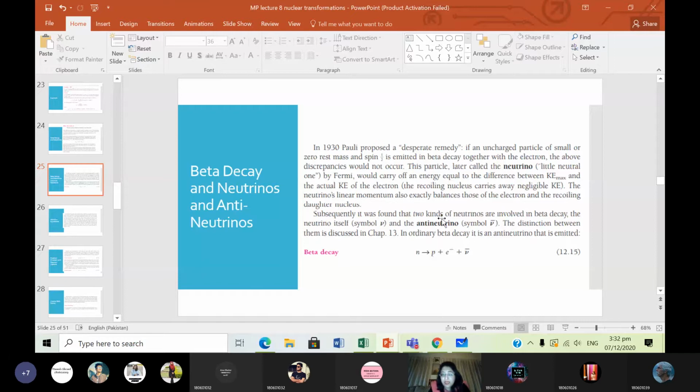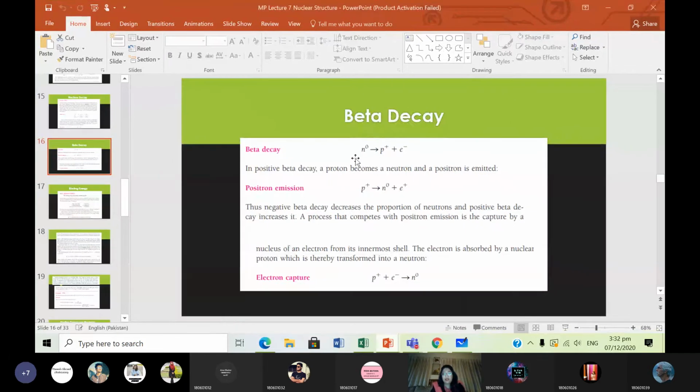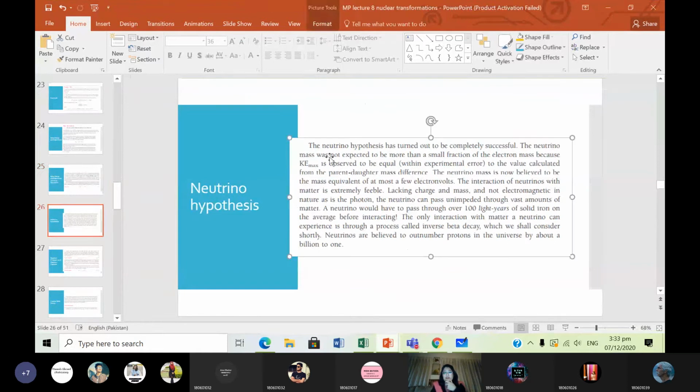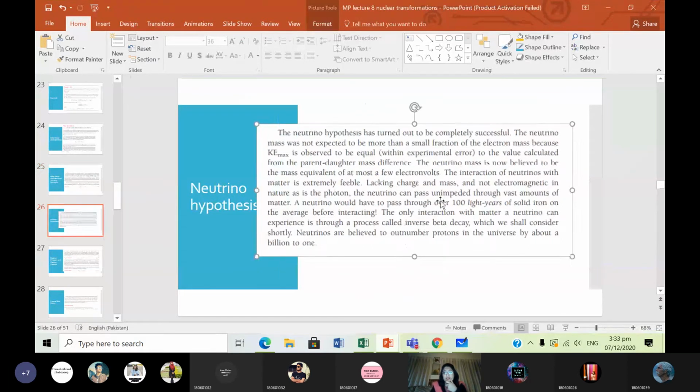Okay? So then there are two kinds of neutrinos involved in beta decay. The neutrino, which is symbol nu, and the antineutrino, which is symbol nu with a bar on top of that. Okay? So distinguish this. In beta decay, it is an antineutrino that is emitted. So remember we mentioned before that beta decay would be neutron going to a proton plus electron. Actually, an antineutrino is also emitted in this reaction. So this is the complete equation for beta decay.